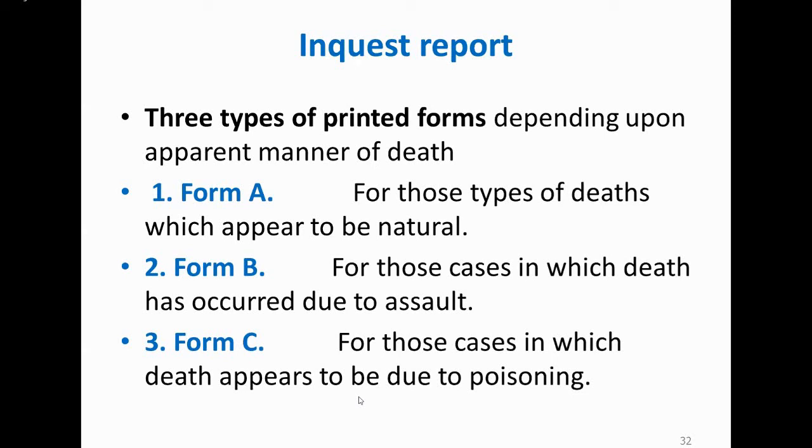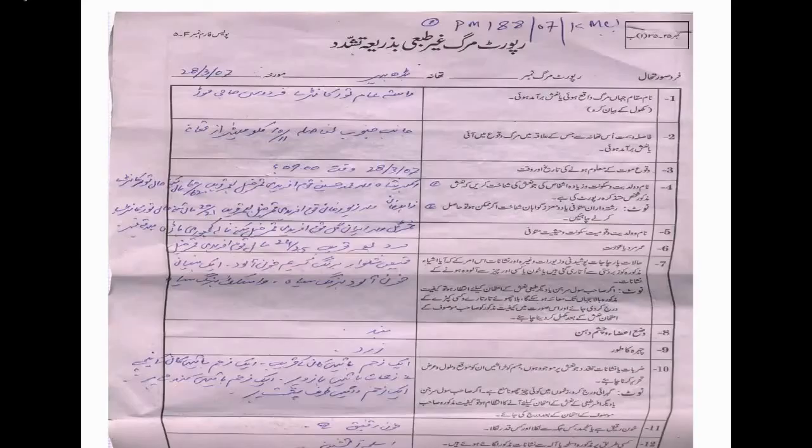ठीक है, alif क्या है, for those type of the death which appears to be natural. ठीक है, अगर natural deaths हैं तो वो alif के column में आती है inquest report में. और फॉर्म alif, B में क्या आती हैं? फॉर्म B में होता है, for those cases in which death has occurred due to assault. ठीक है, यानी किसी assault की वजह से डेथ हो रही है तो वो B में आती है. जीम क्या है, for those cases in which death appears to be due to the poisoning. ठीक है ना, तो वो जीम में आती हैं. ये देखो, like assault cases, ठीक है, ये assault का केस है तो ये फॉर्म नंबर B है इंक्वेस्ट रिपोर्ट का.